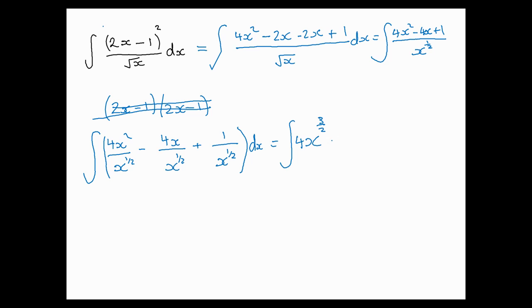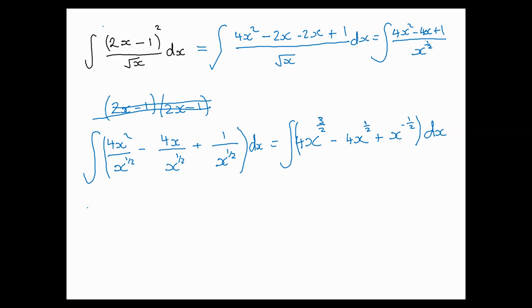And then minus 4x to the power of, well, this is an invisible 1 at the top here. So it's 4x to the power of 1 divided by x to the power of a half. 1 take away a half is a half. Then we have plus x to the power of minus a half, because it's at the bottom. And that is with dx.